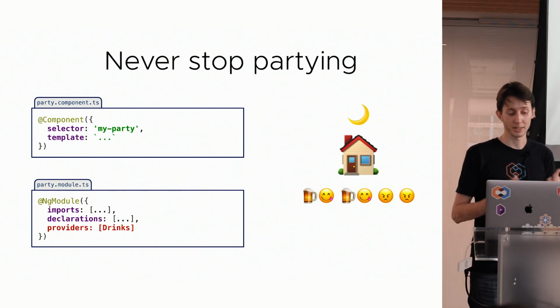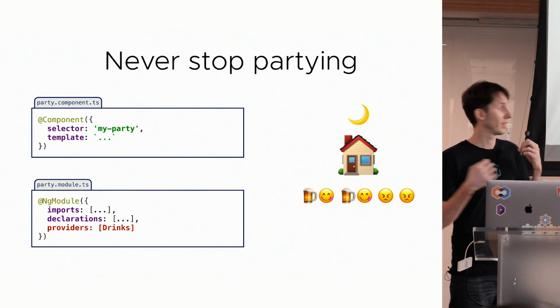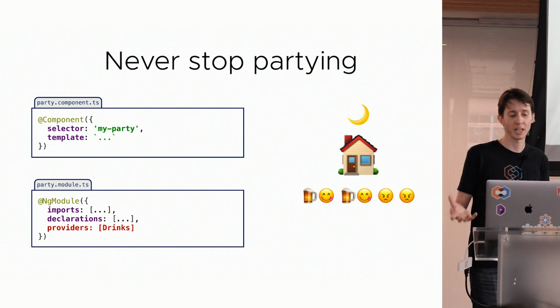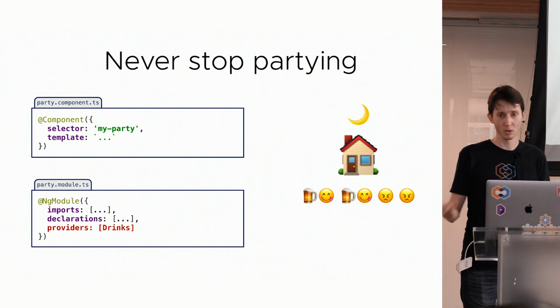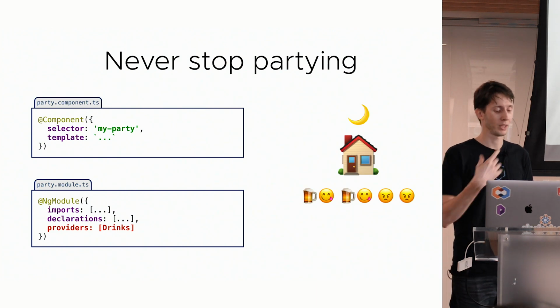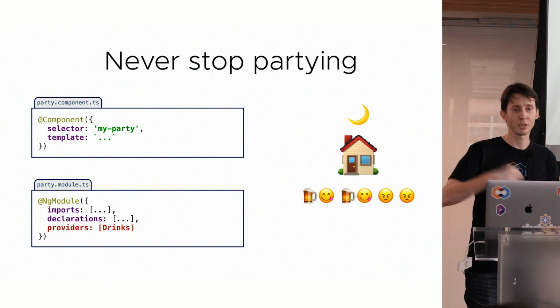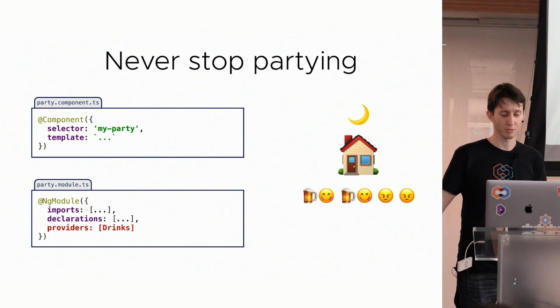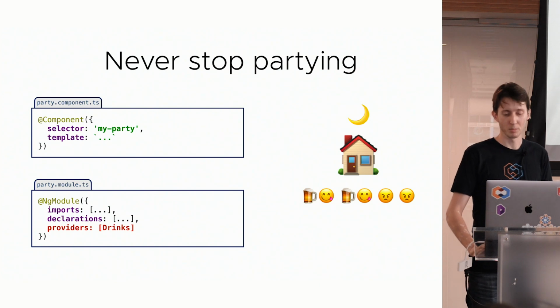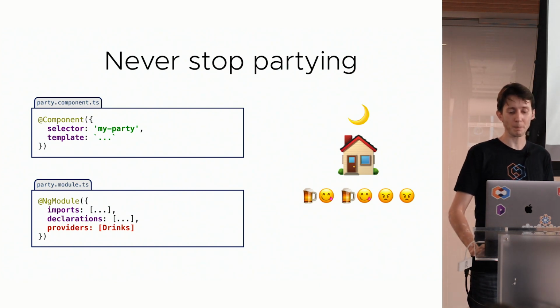Again, what happened here is that the drinks provider being declared in the module is instantiated a single time by the entire application. So all the parties and all the guests share a single pack of beer. If I were to declare it in the party again, then every time I have a new party, I have a new drinks provider, so a new pack of beer, which is probably more the behavior you would want.